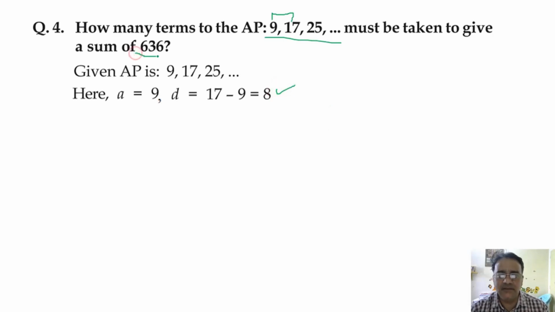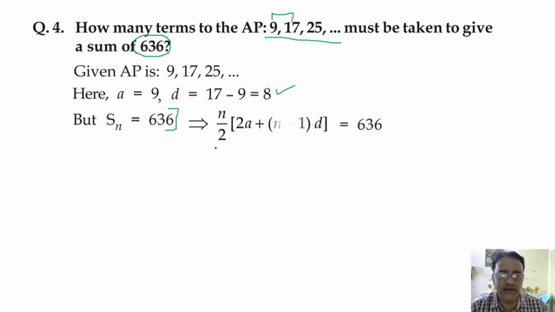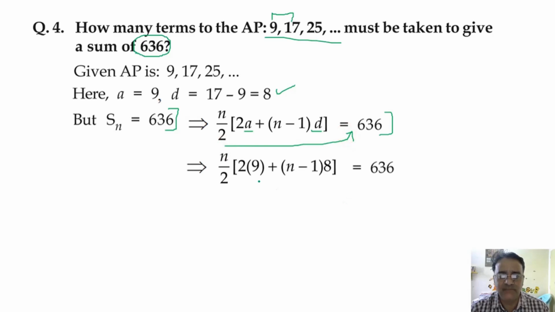Now we are going to take 636 as the sum of n terms. Let the number of terms be n. So Sn is equal to 636. Now we'll use the first formula only, that is n by 2 into 2a plus (n minus 1) into d is equal to 636. Now we'll substitute the values of a and d, and you can cross multiply this 2 also.